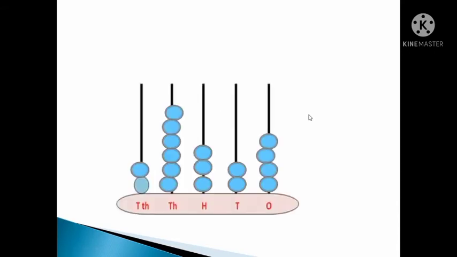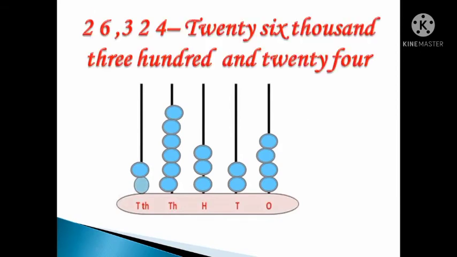How will you read this number? It is 26,000. 2 in 10,000's place, 6 in thousands place. So we should read it as 26,324. So 26,324.